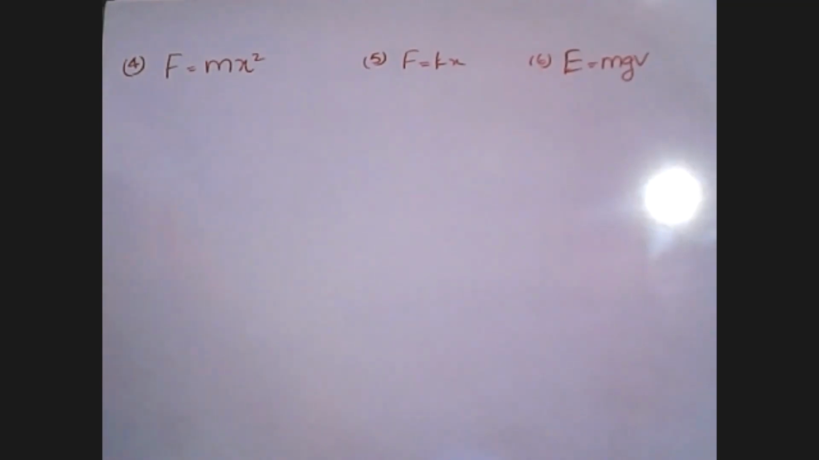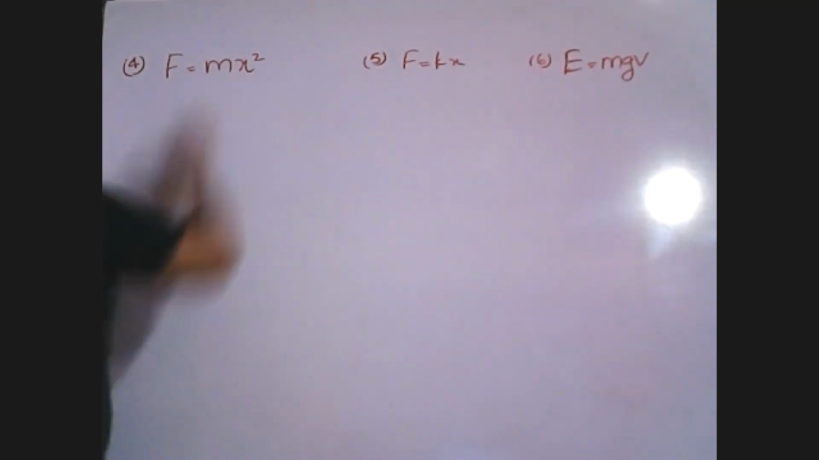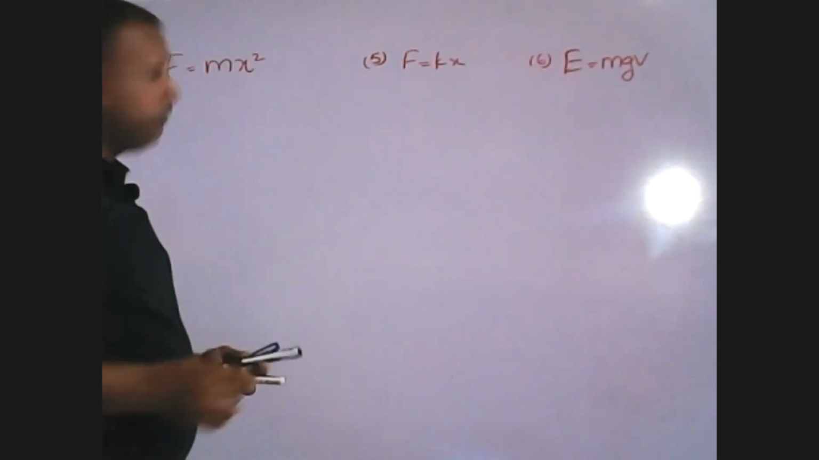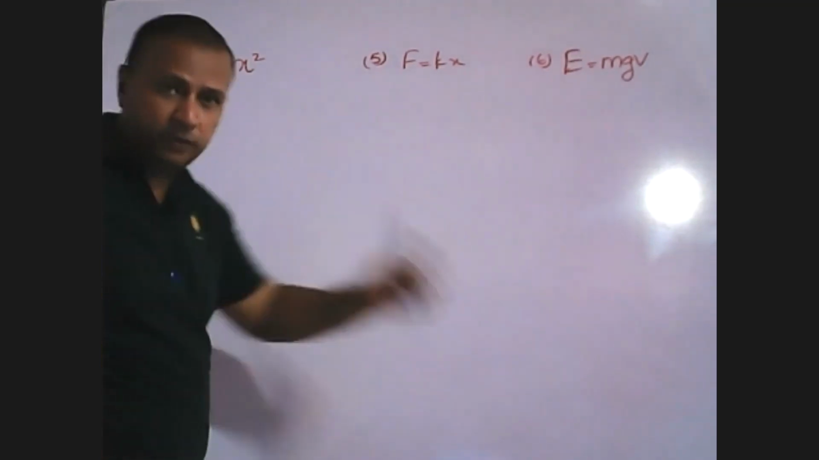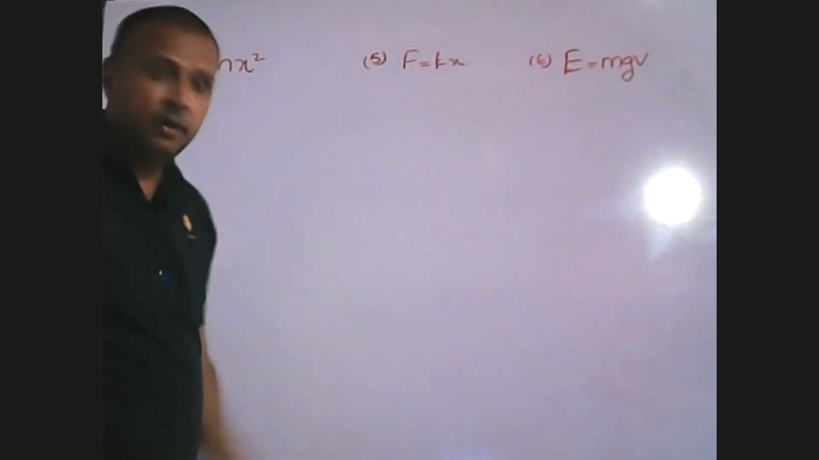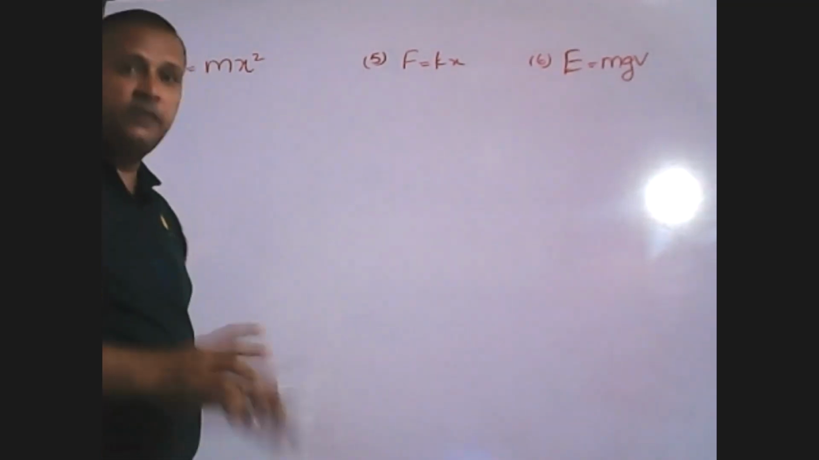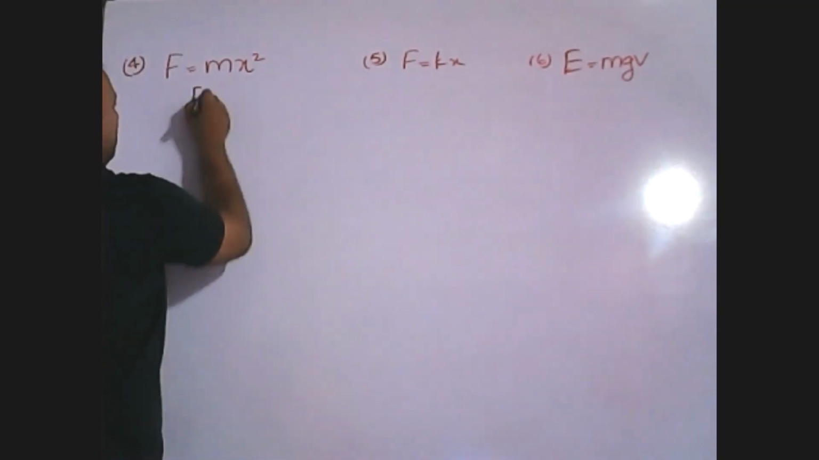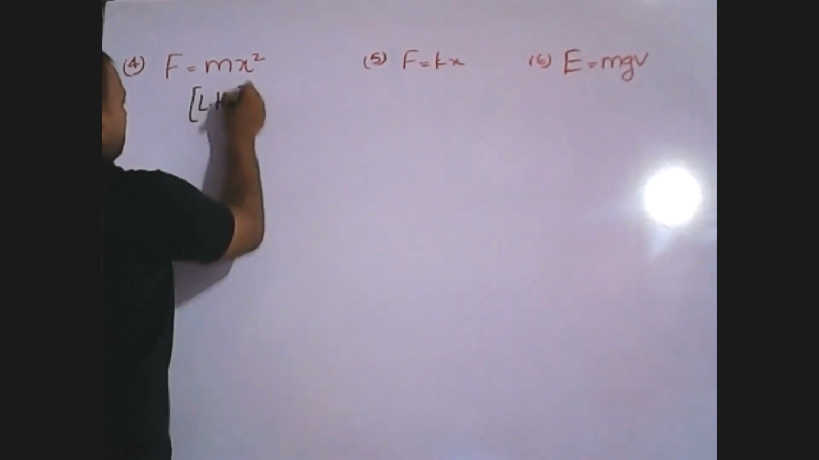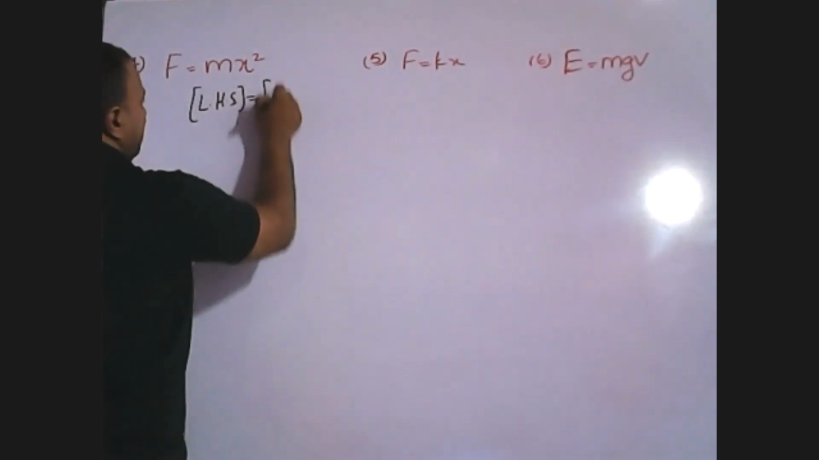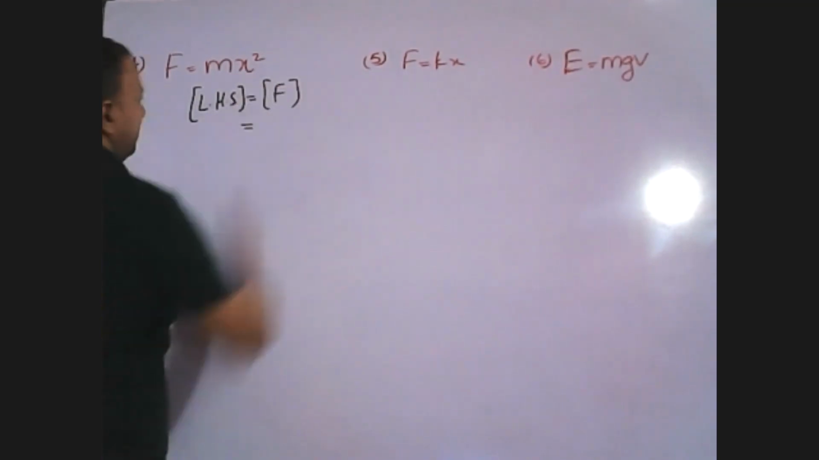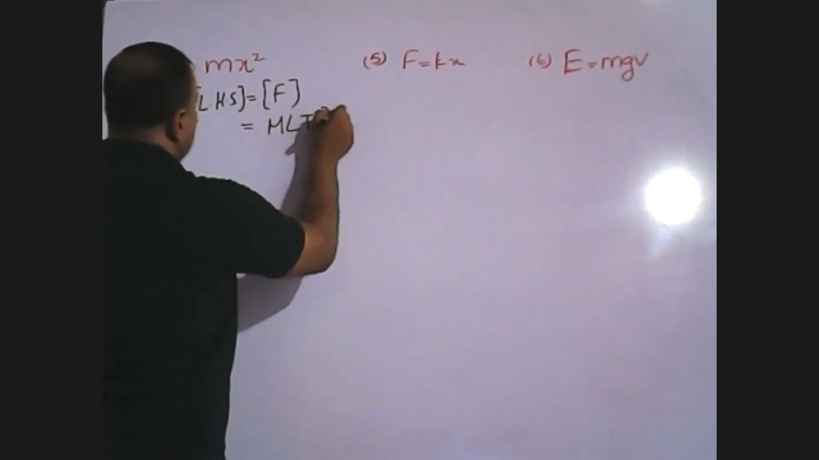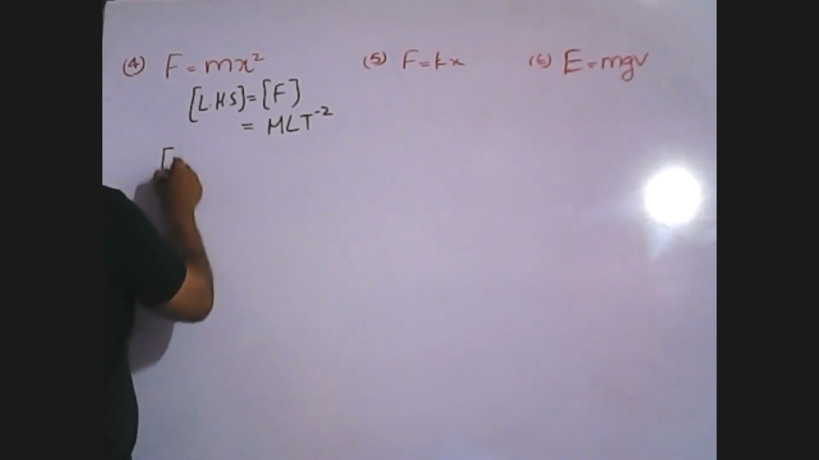In here, there are only two terms, one in each side. So definitely you can simply take the dimension of LHS and dimension of RHS, then compare the difference between them. Dimension of LHS. LHS in here is a force, so dimension of LHS is MLT minus 2.